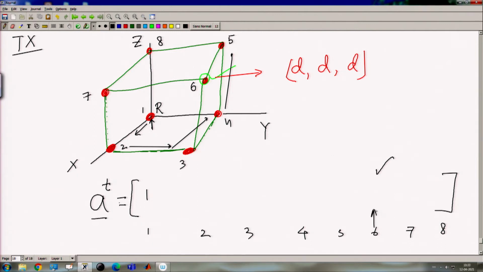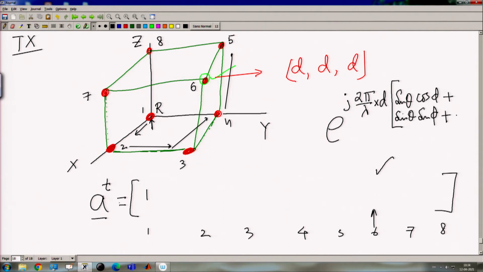For this one it will be j into 2 pi by lambda multiplied by d, you can take it common, okay, because the coordinate is d d d. 3 d's will be there. So, this would be sin theta cos phi plus sin theta sin phi plus cos theta. That is the term that will be coming there, and for the rest you can calculate.